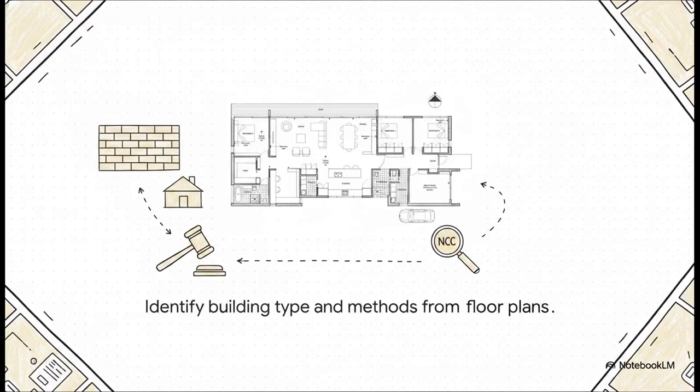Moving from the outside in, the estimator then studies the exact floor plans. This helps identify the specific type of building, residential in this case, and confirms the construction methods. You can clearly see masonry walls and specific room layouts marked out here. By understanding all of this, the estimator can verify that the planned construction methods are fully compliant with the NCC, and that's absolutely crucial for keeping the client safe from legal nightmares down the road.